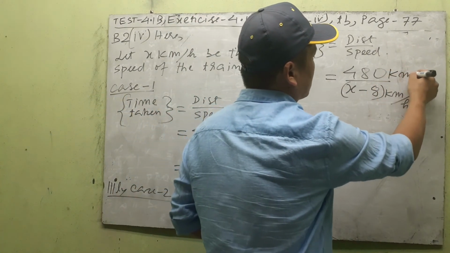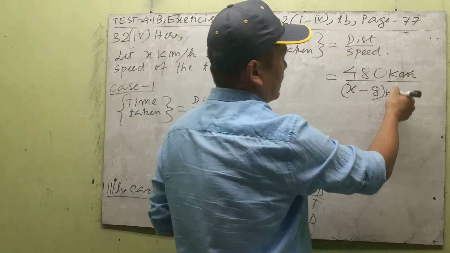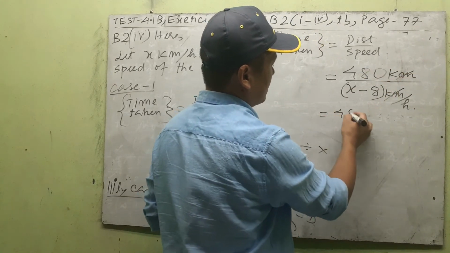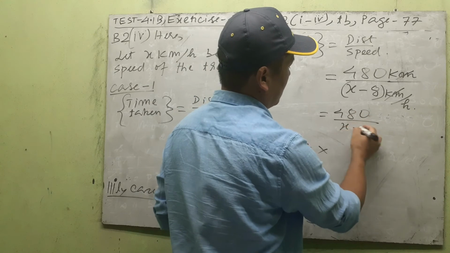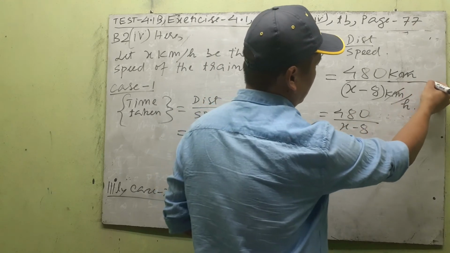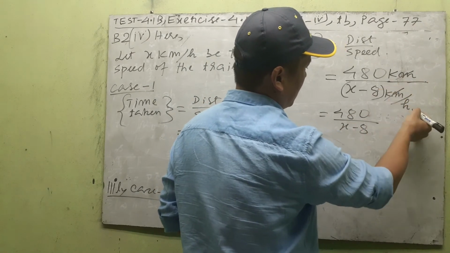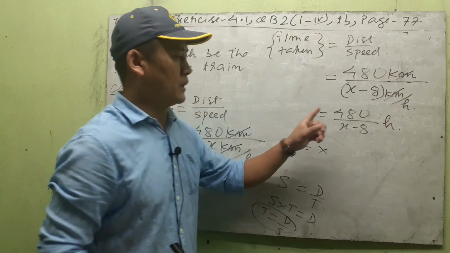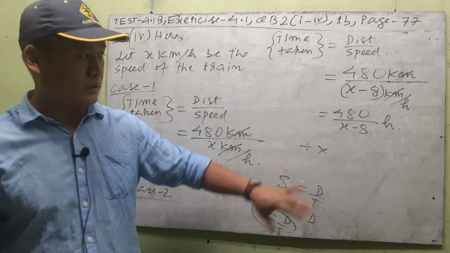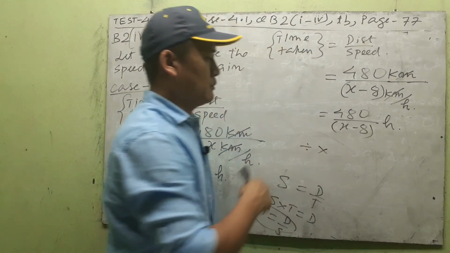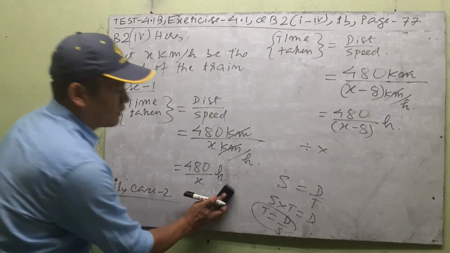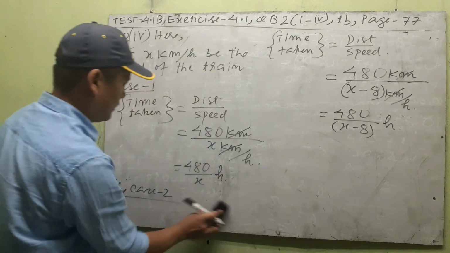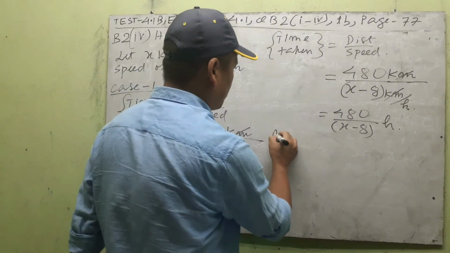Distance in the second case is also the same, 480 kilometers. So kilometers cancel, and 480 divided by x minus 8, and the hour goes up. So time taken in the second case is 480 by x minus 8 hours. Now let's go to the question and deal with it. What does the question say? As per the question.